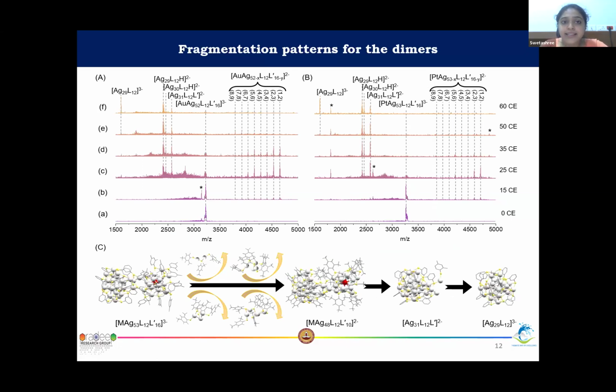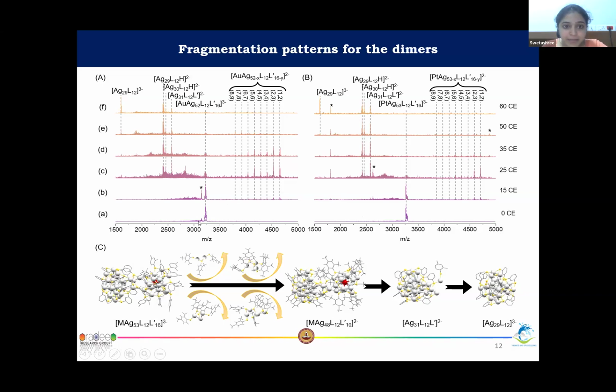Then, to understand this dimer structure in greater detail, we did fragmentation studies on the highest intensity peak observed in each of the reactions. For all 4 dimeric species, the silver, gold, platinum, and palladium doped dimers, we observed a similar fragmentation pattern. I have shown two of the fragmentation processes here, with a gold doped dimer and a platinum doped dimer, but all the other dimers also show similar fragmentation patterns. So we have shown the generalized schematic for the fragmentation pattern here.